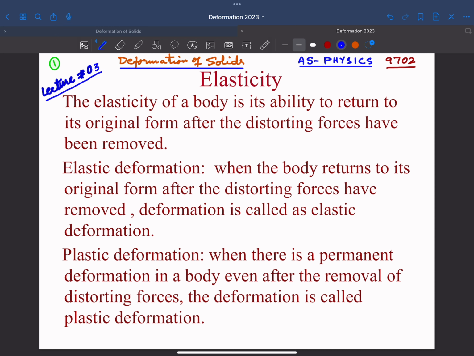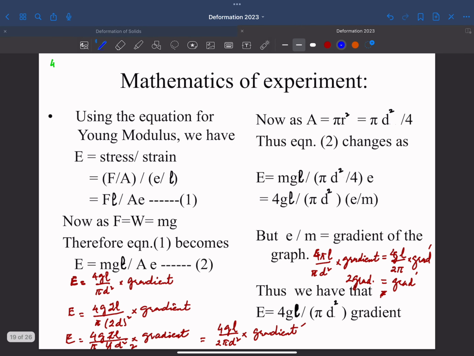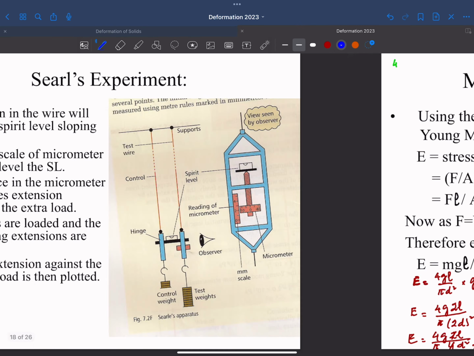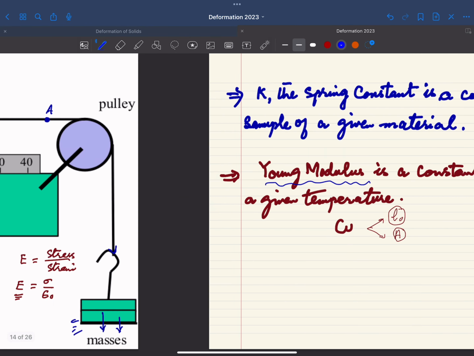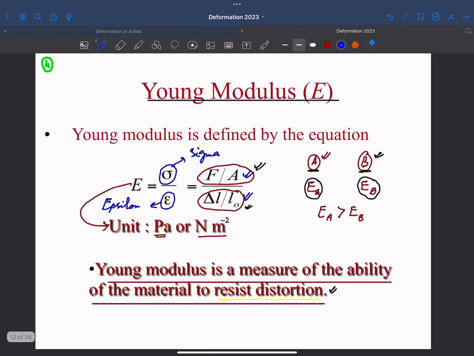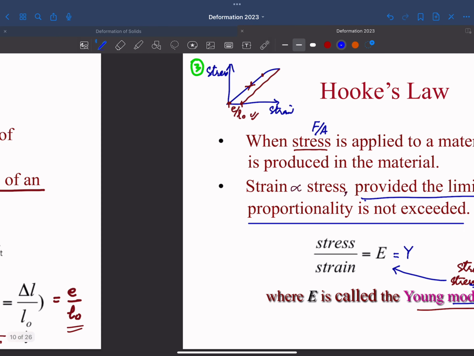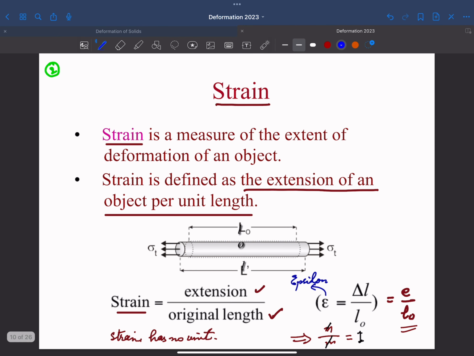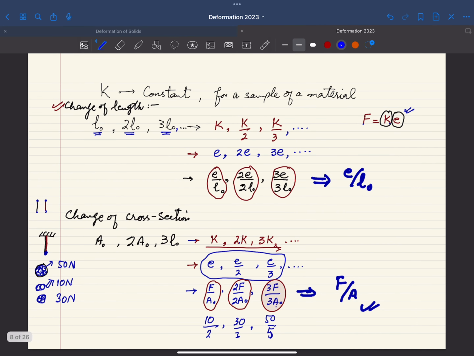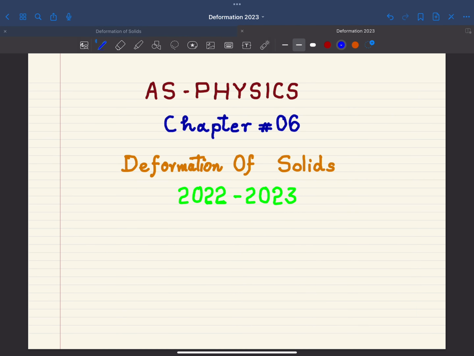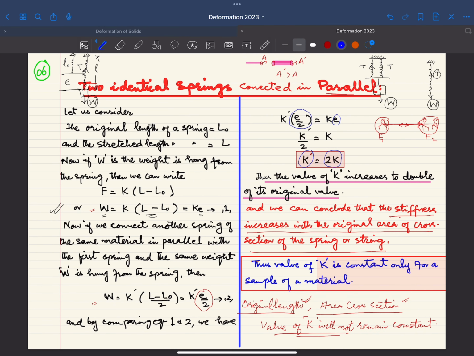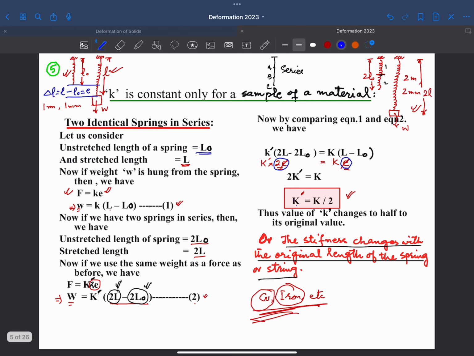Before this discussion, we have already discussed in the previous two lectures about the Young modulus and how we can calculate it, and of course what experiment we can do for Young modulus, what is Hooke's law, and how we can write Hooke's law in terms of forces and in terms of stress and strain. So all these discussions we had before this lecture.